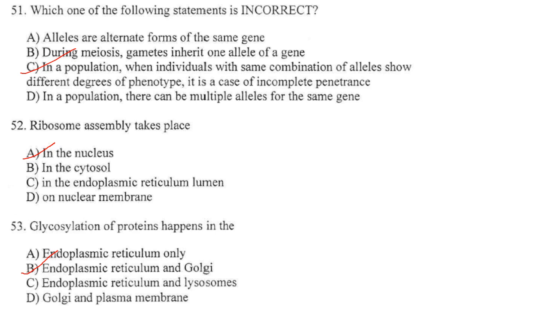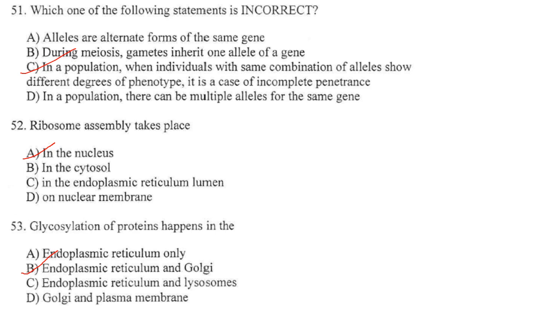Then next one. Which one of the following statements is incorrect? Alleles are alternate forms of the same gene. That's correct. During meiosis, gametes inherit one allele of a gene. That's also correct. In a population, when individuals with the same combination of alleles show different degrees of phenotype, it is a case of incomplete penetrance. That is the incorrect statement. In a population, there are multiple alleles for the same gene, like ABO blood grouping. So D is also correct. So what is incorrect is option C.